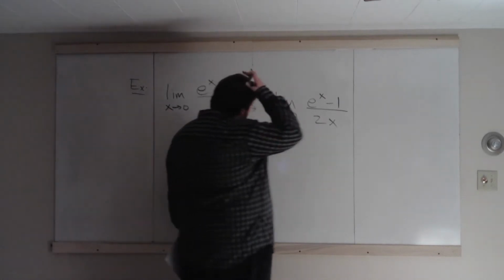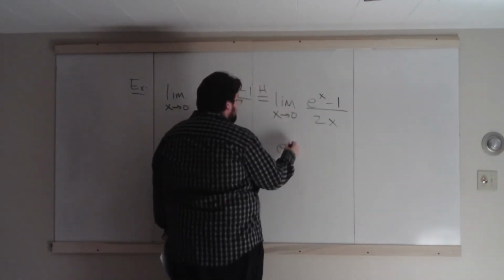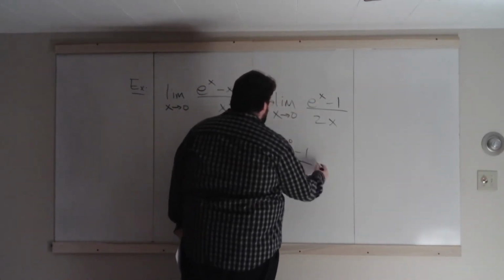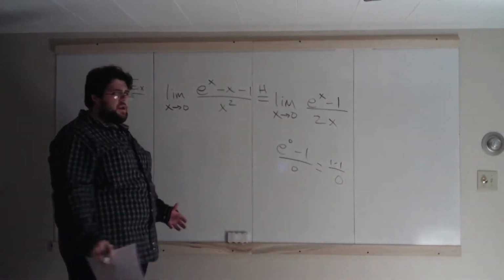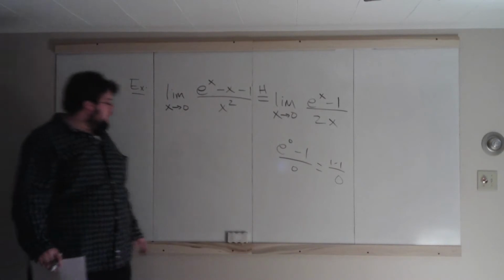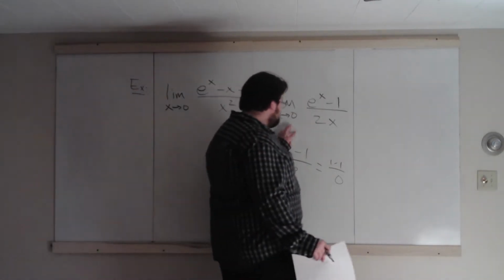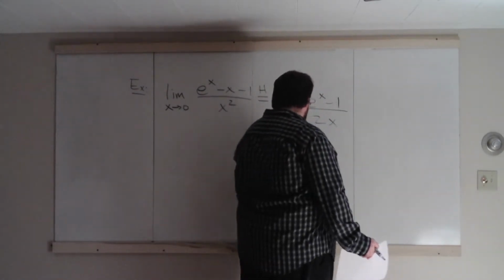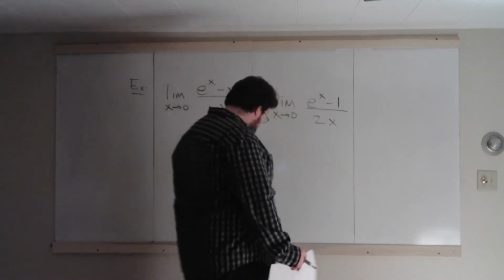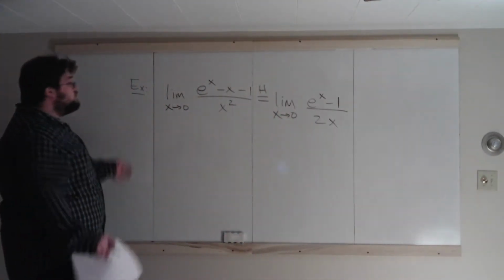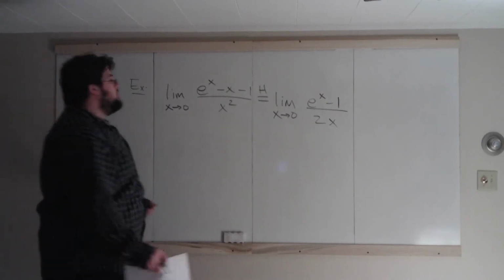What happens if we substitute here? e to the 0 minus 1 over 0. 1 minus 1 over 0. So again, you get a 0 over 0. What do we do when we have a 0 over 0? Well, you could try factoring or multiplying or something, or you could use L'Hopital's rule a second time.